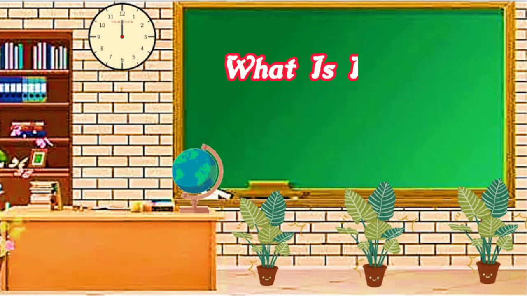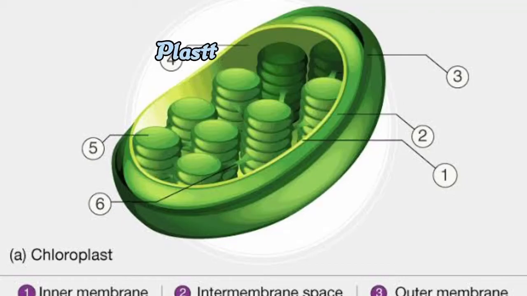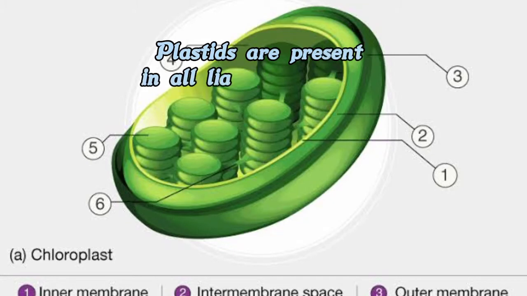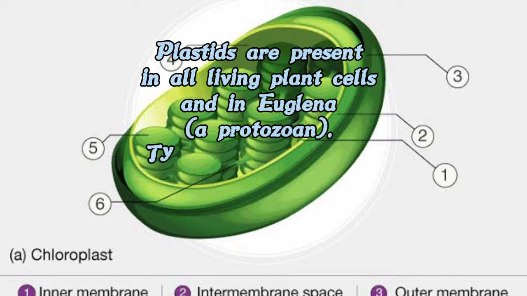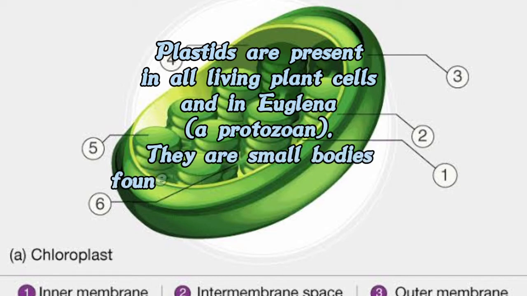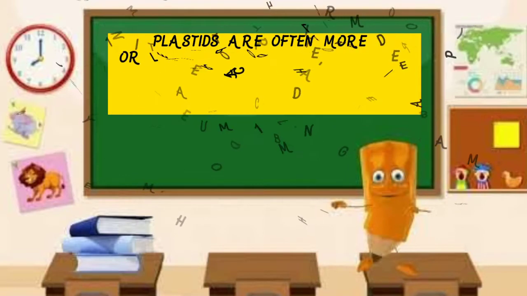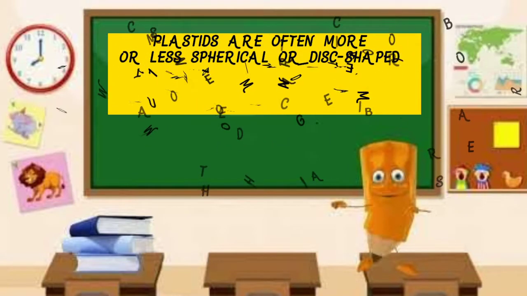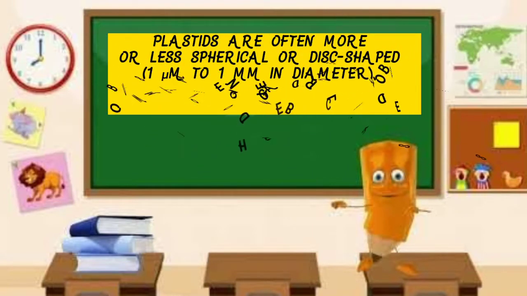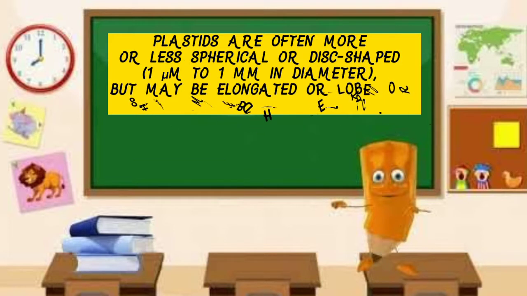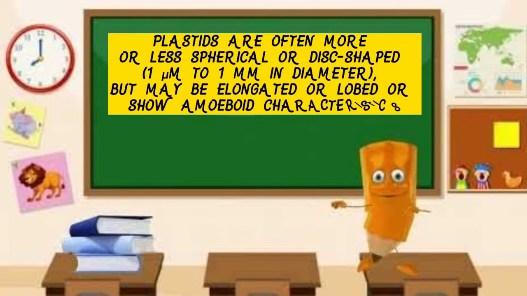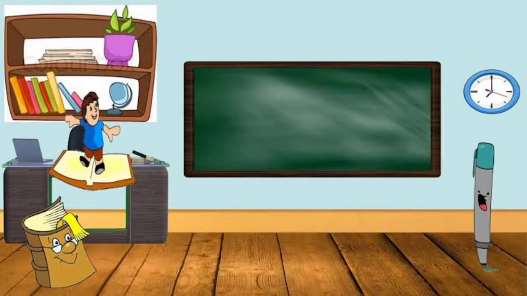What are plastids? Plastids are present in all living plant cells and in Euglena, a protozoan. They are small bodies found free in the cytoplasm. Plastids are often more or less spherical or disc-shaped, 1 to 1 mm in diameter, but may be elongated or lobed or show amoeboid characteristics.